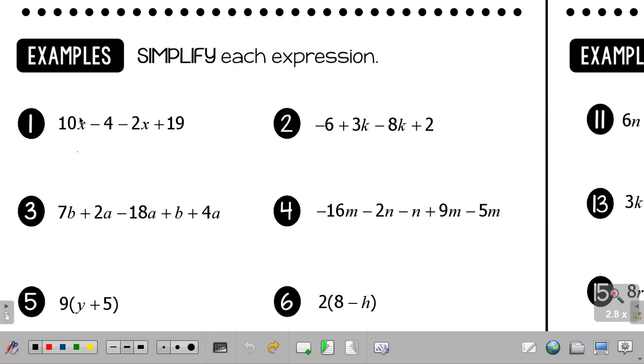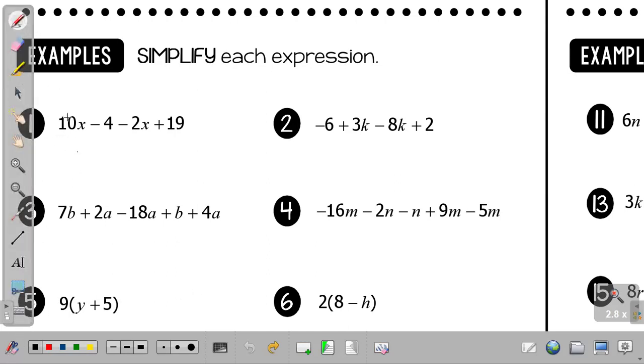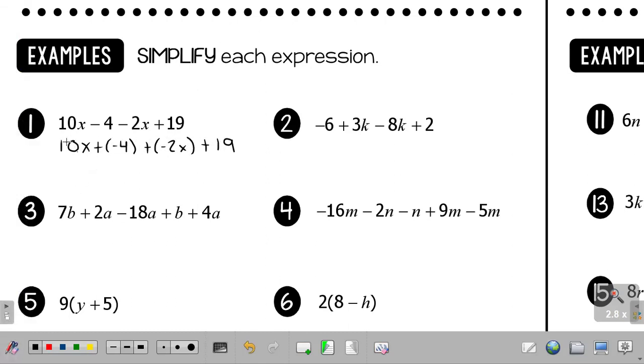Once again, because you see 10x minus 2x is 8x. Negative 4 plus 19 is 15, positive 15. But once again, I like writing this as a sum first. And then that allows me to combine the terms. So 10x plus negative 2x, that's where we get the 8x. Plus negative 4 plus 19 gives me 15. So the answer to number 1, in this case we're just simplifying, is 8x plus 15.